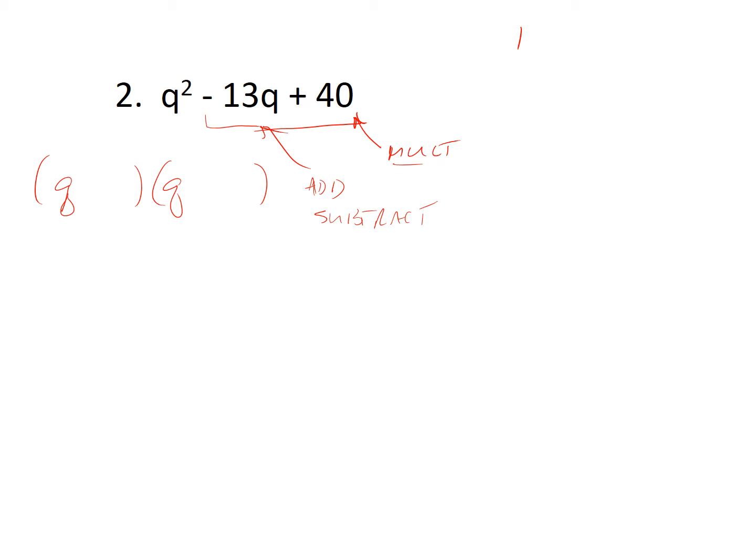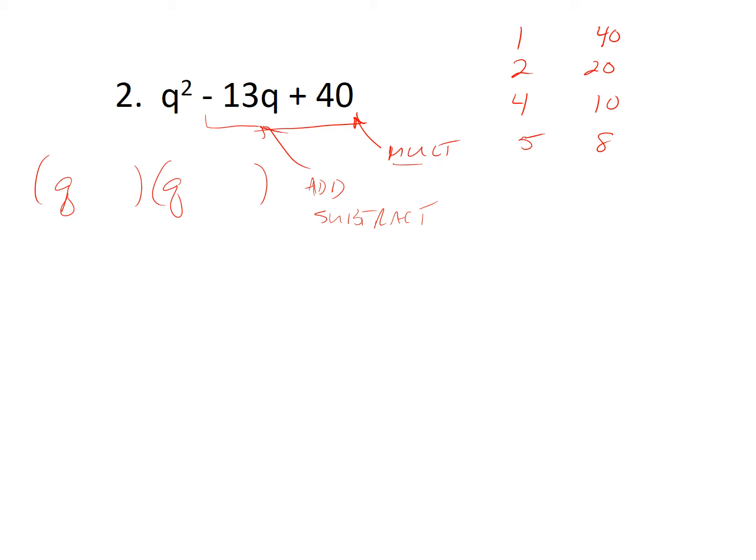Well, there's what? 1 and 40, 2 and 20, 3 won't go, 4 and 10, right? 5 and 8, 6 doesn't go into 40, 7 doesn't go into 40, 8 goes into 40, but we've already used it, so we're done. So one of these pairs of factors, if I multiply them together, I'll get 40, and if I add or subtract them, I'll get 13.